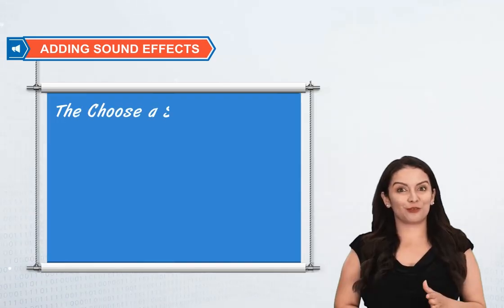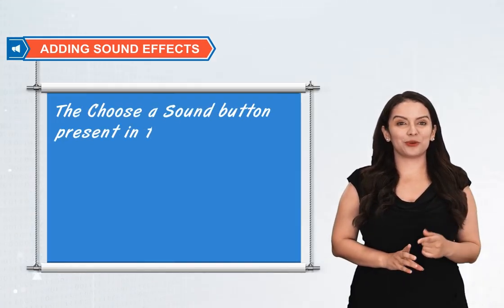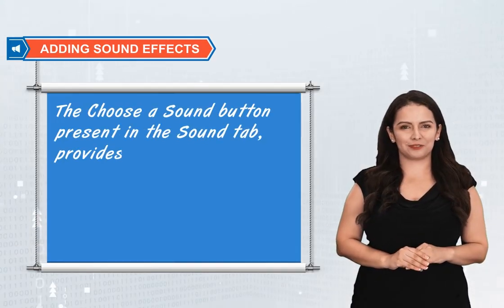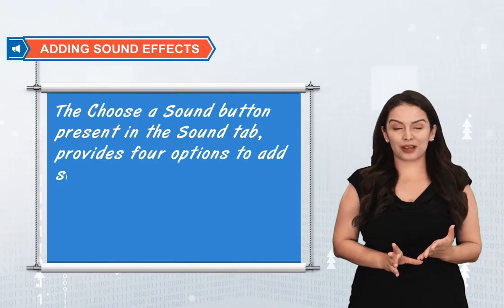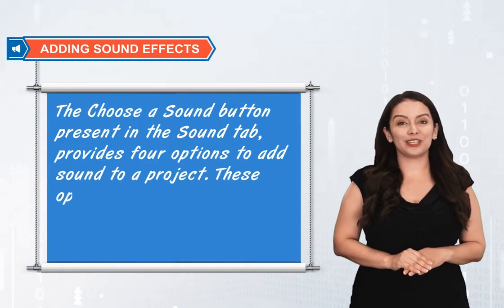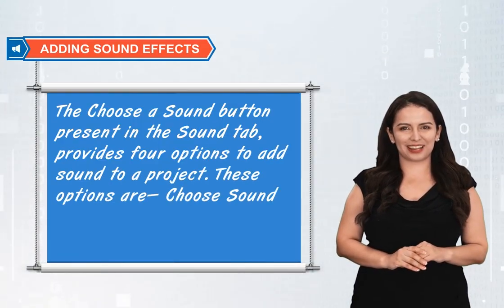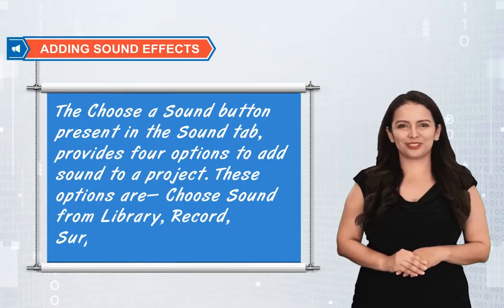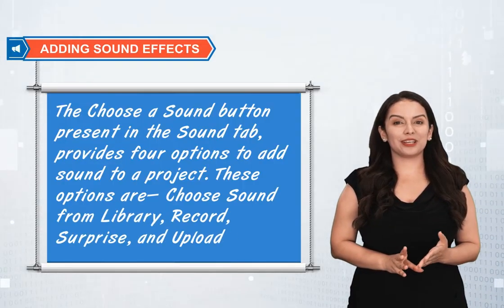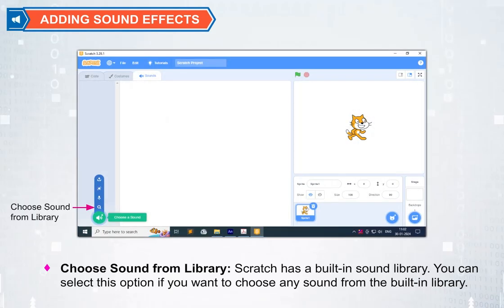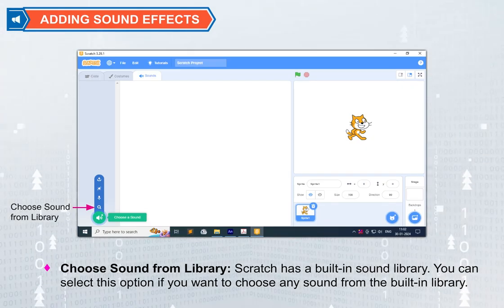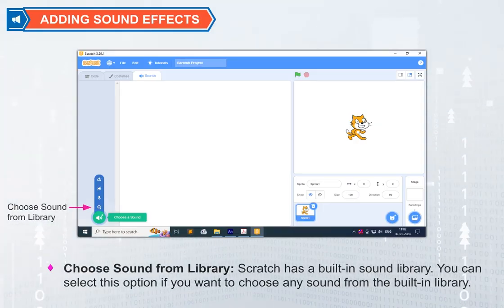The Choose a Sound button present in the Sound tab provides 4 options to add sound to a project. These options are Choose Sound from Library, Record, Surprise, and Upload Sound. Choose Sound from Library. Scratch has a built-in sound library. You can select this option if you want to choose any sound from the built-in library.